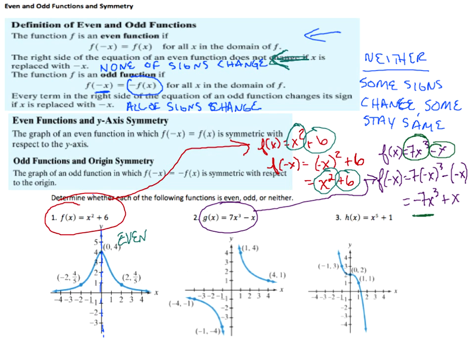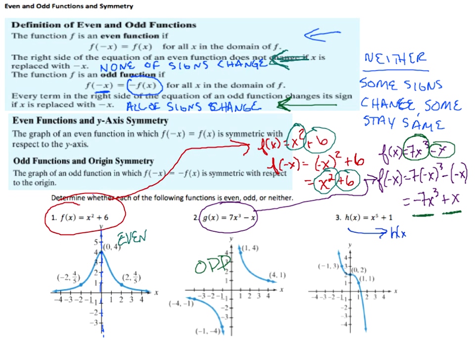So let me point this out to you. You can see here, I started out with positive 7x cubed and I ended up with negative 7x cubed. I started out with negative x and ended up with positive x. In this case, all of my signs changed. So that means this is an odd function.